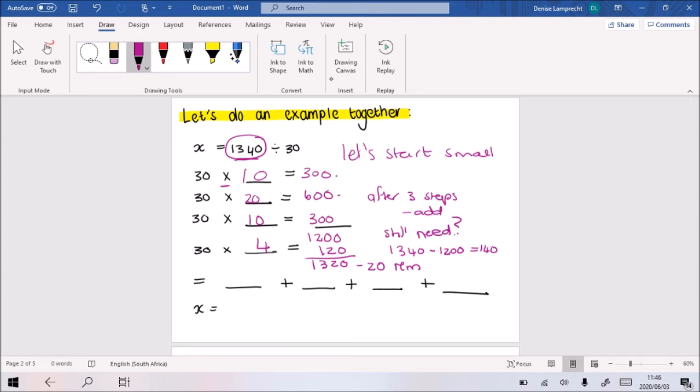So what is my answer? That will be 10 plus 20 plus 10 plus 4. 10 plus 20 is 30, plus 10 is 40, plus 4 is 44. But you remember, you mustn't forget about your remainder. So it is a remainder of 20.